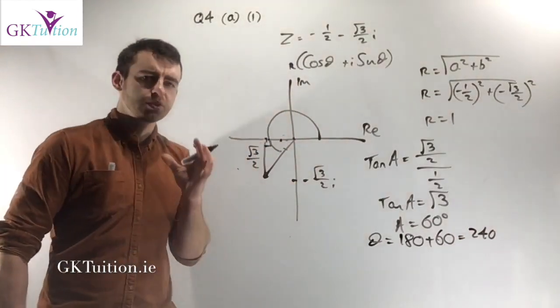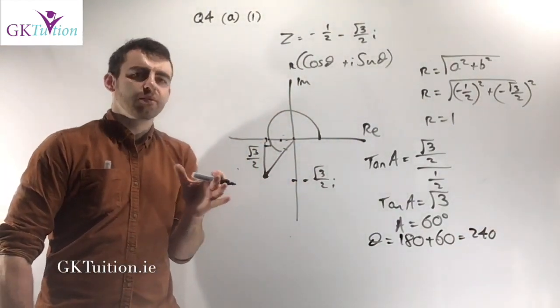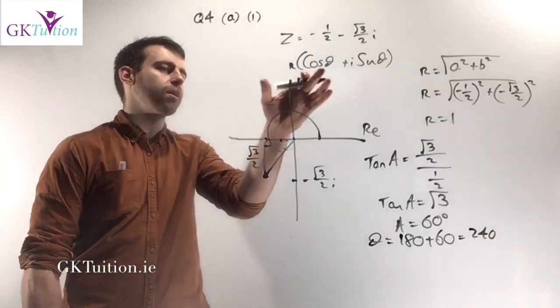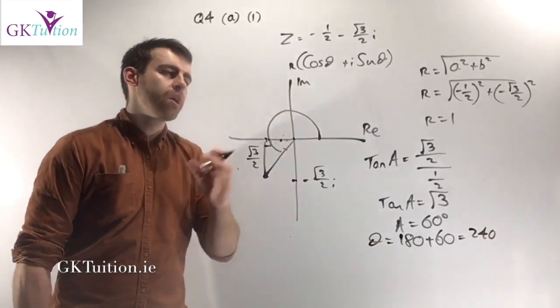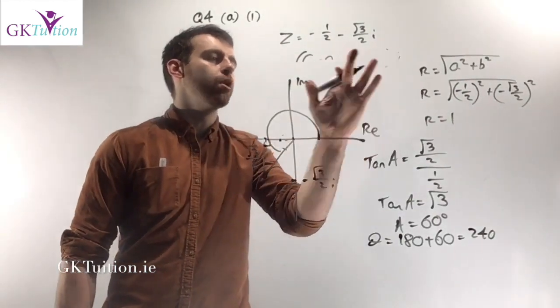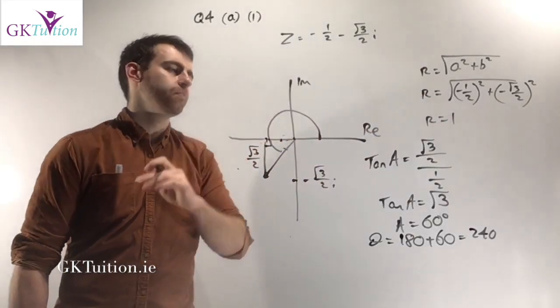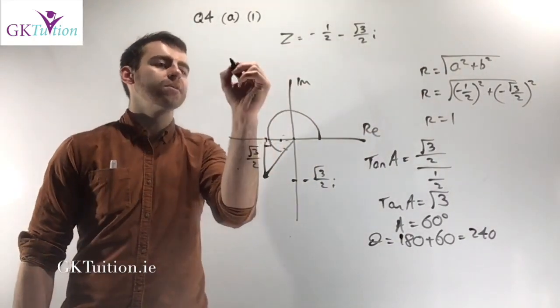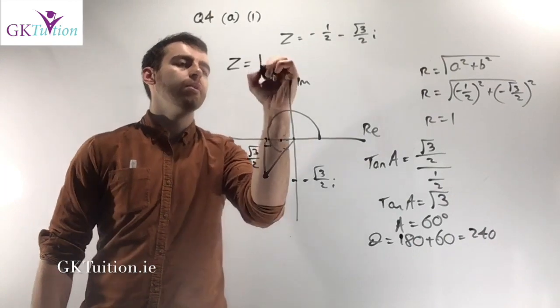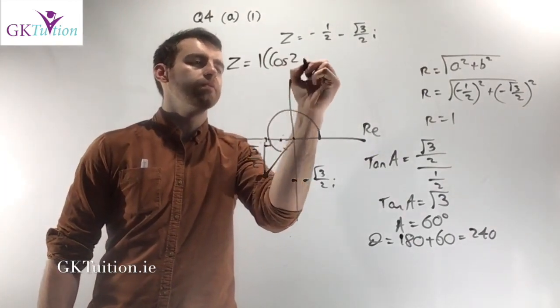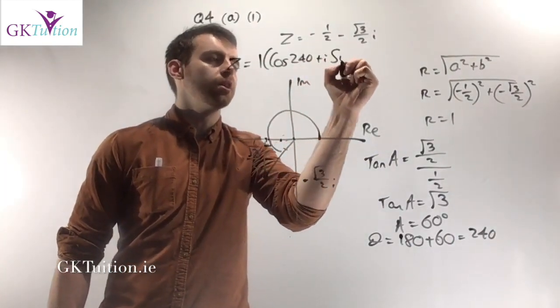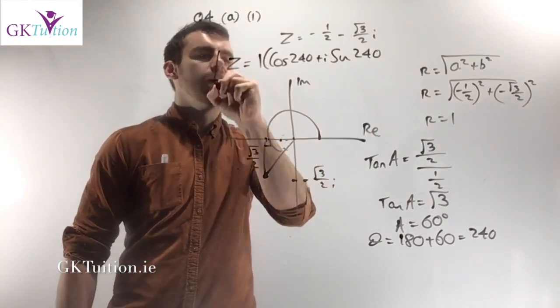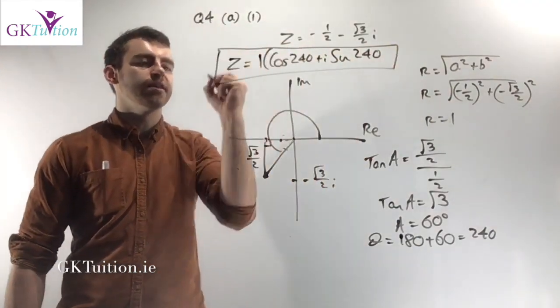So at the very start, I said we want to write this in polar form, which is r(cos theta plus i sin theta). We've worked out r is 1 and theta is 240. So I can now say that this complex number z in polar form is 1 times the cos of 240 plus i times the sine of 240. And that's your final answer for the first part of this question.